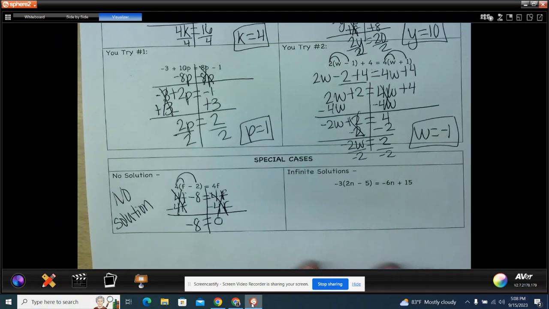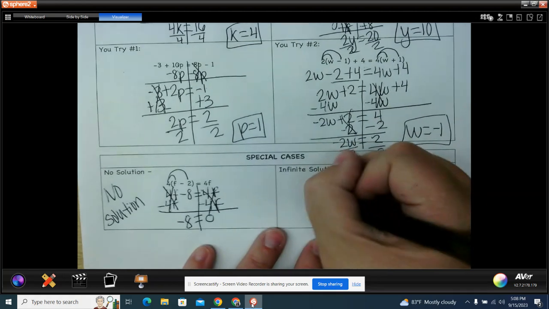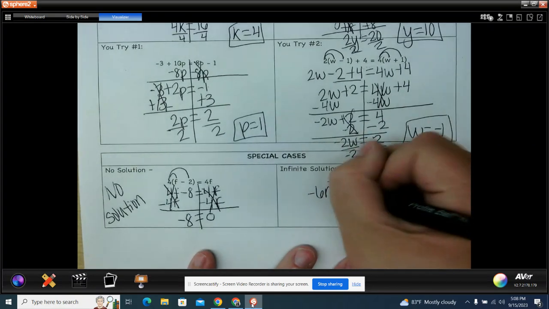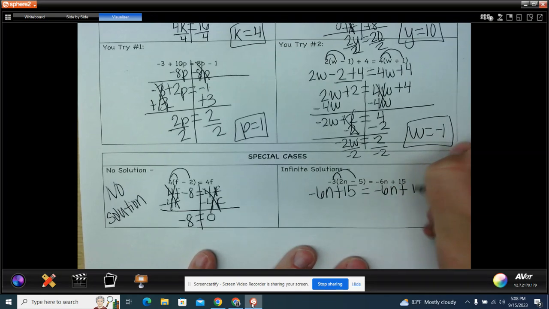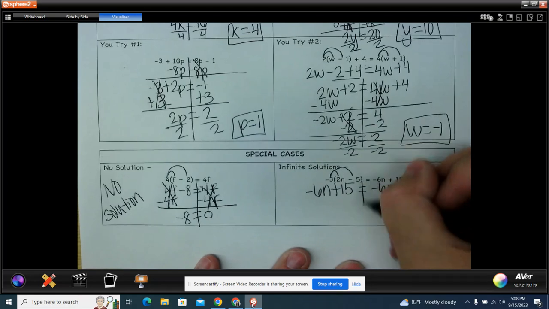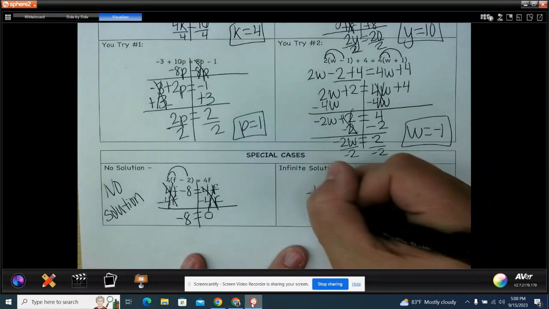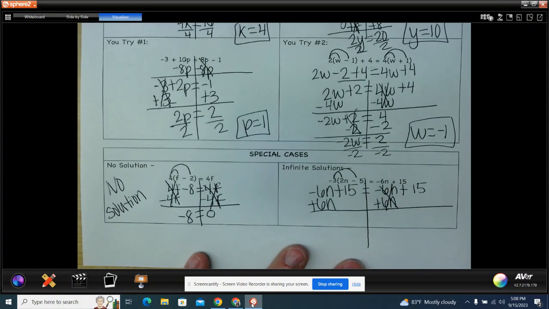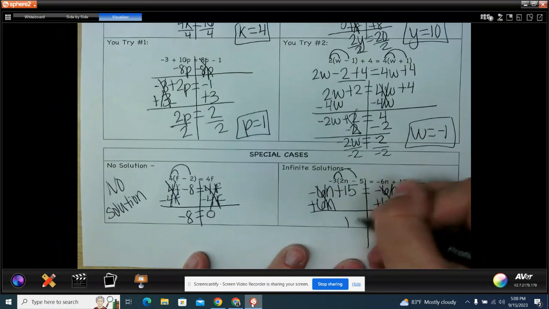Last one we're going to look at is infinite solution. So we're going to distribute a -3 to 2n, which is -6n. And then -3 times -5 is +15. Then on the right side, I have -6n plus 15, and then time to solve. So I'm going to move my variable over, which is -6n, bring it to the opposite, which is going to be +6n on both sides. That will make 0, bring down 15. This will also cancel and make 0, so I'm going to bring down 15.